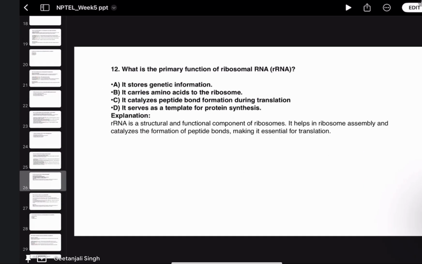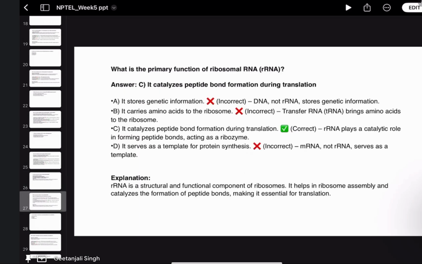Yeah, the correct answer is C. It catalyzes peptide bond formation during translation. So, if you remember the process of translation, you remember even in tRNA it had specific sites, and there's a site where they form peptide bonds between each other. So that is catalyzed by rRNA.